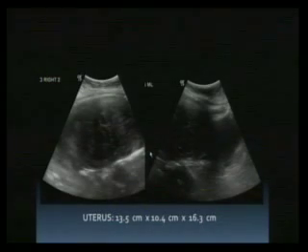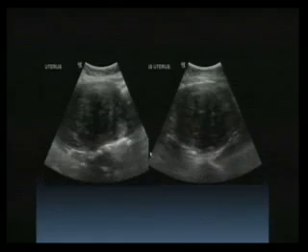So let's go back to the case. The uterus is 13.5 by 10.4, about 16.3. So it's less than a 20-week gestational age size of the uterus. It's 13.5. This is the transverse cut. You will see that the fibroid at the lower uterine segment is large.